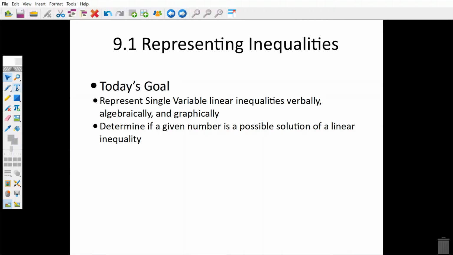So for today, we are going to be looking at 9.1, which is on representing inequalities. Okay, this is very similar to Chapter 8. A lot of the skills will transfer over, but there's a few small differences. Today, we're going to focus on representing inequalities verbally, algebraically, and graphically, and then determining if a given number is a possible solution of a linear inequality.